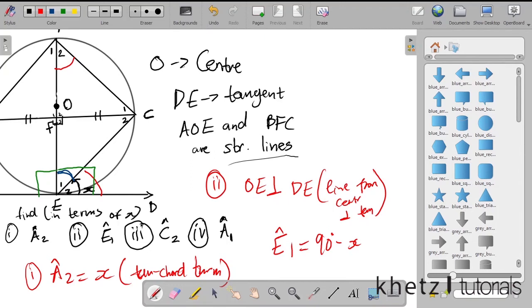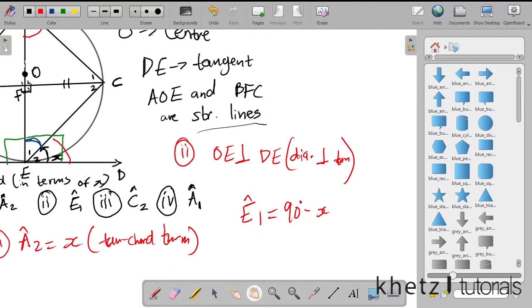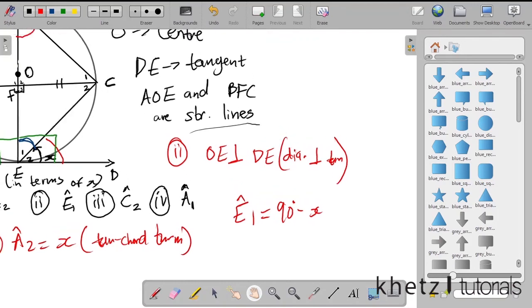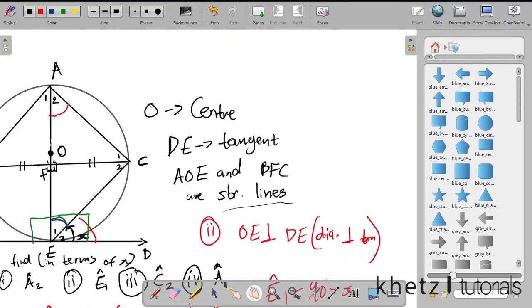So you can change this line to something like, and specify, diameter perpendicular to tangent, something like that. You can specify perpendicular to tangent. And so that is your E1. You can move on to the third one, which is C2.